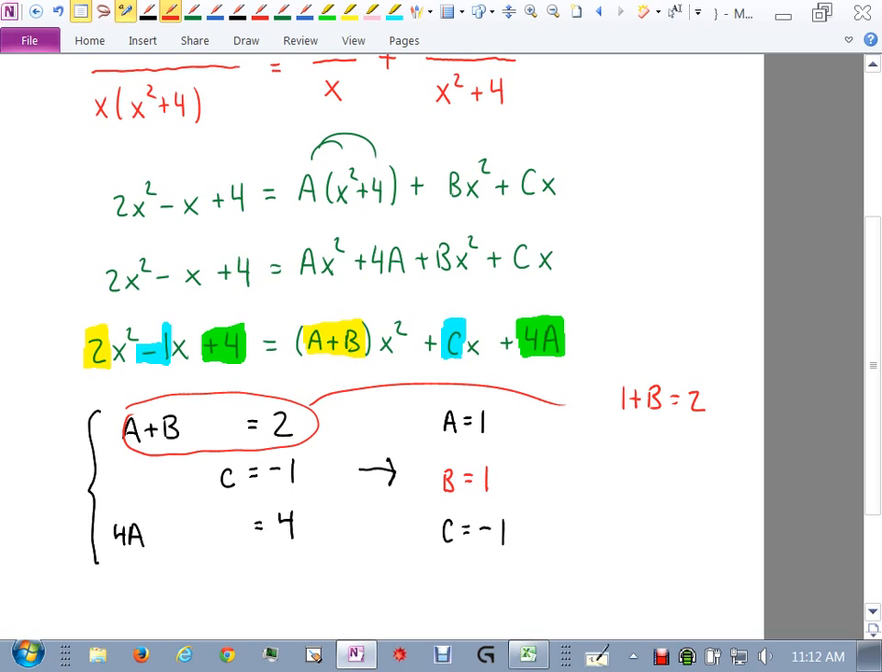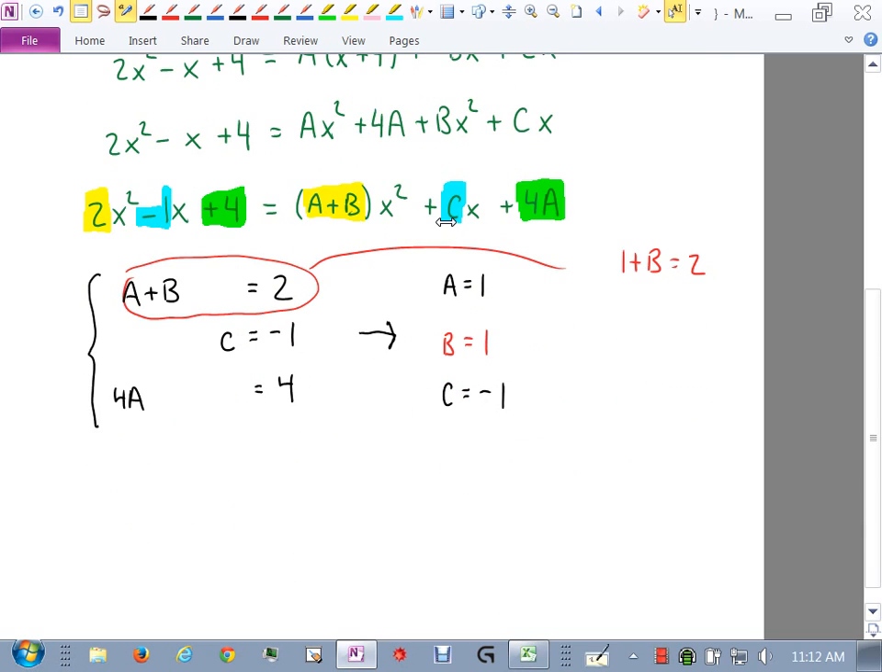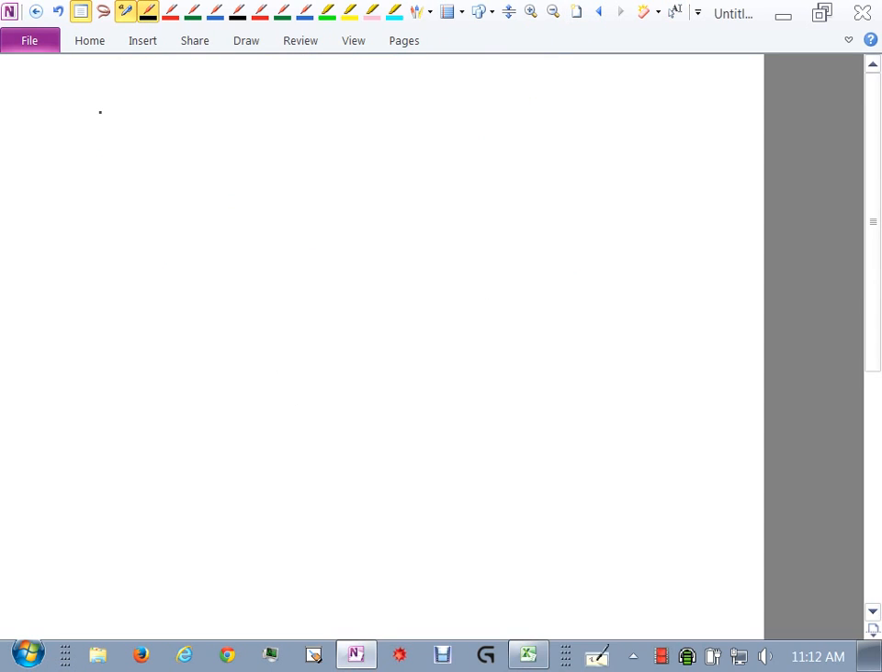Okay, now we have to go back and rewrite the integral, remembering that we're going to rewrite it with a, which will be 1, right? 1 over x, then x minus 1 over this. All right, so I have the integral of 1 over x plus x minus 1 over x squared plus 4 dx. That's what the partial fraction decomposition allowed us to do.